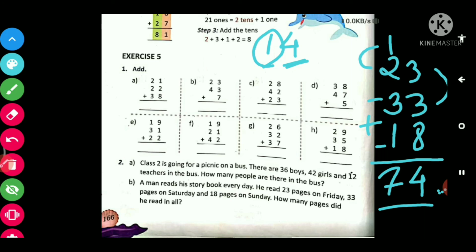So you have to do E, F, G, H, okay, in your classwork copy, as well as the second number question, that is A and B. Okay, these questions you have to do in your classwork copy.